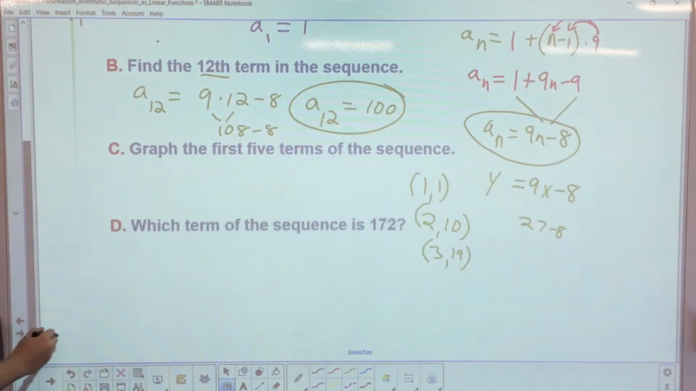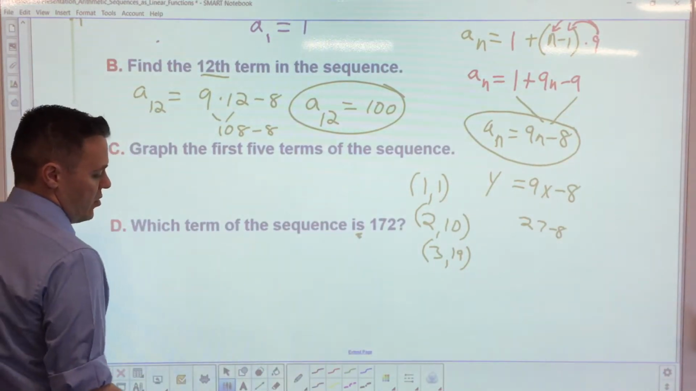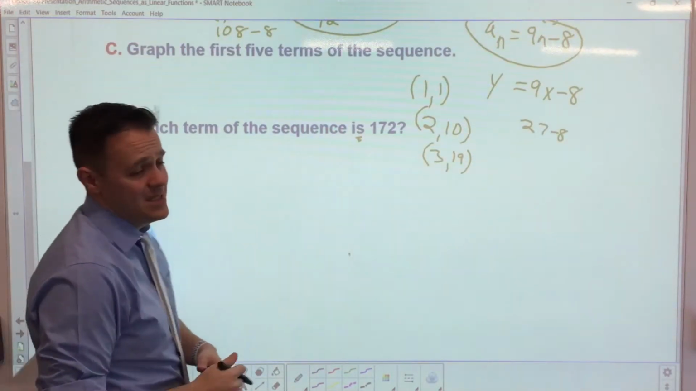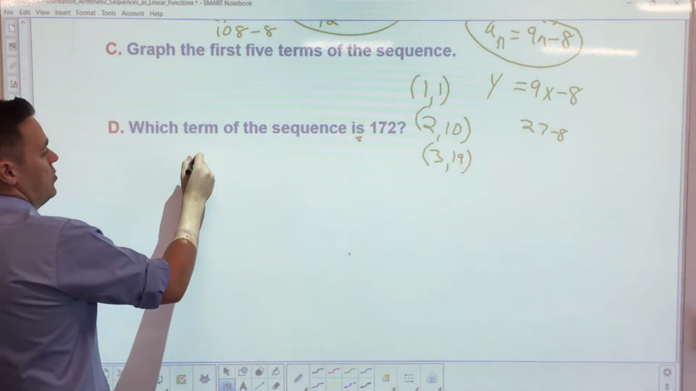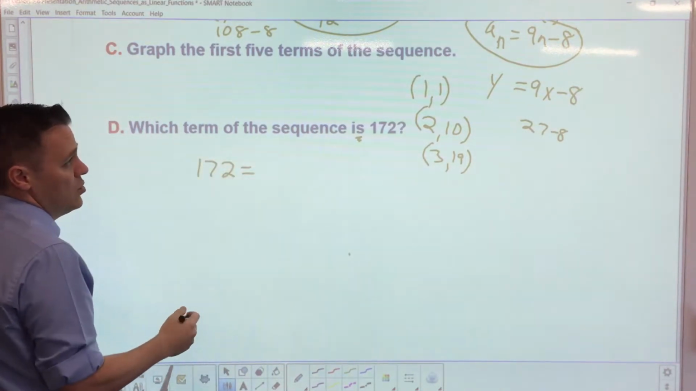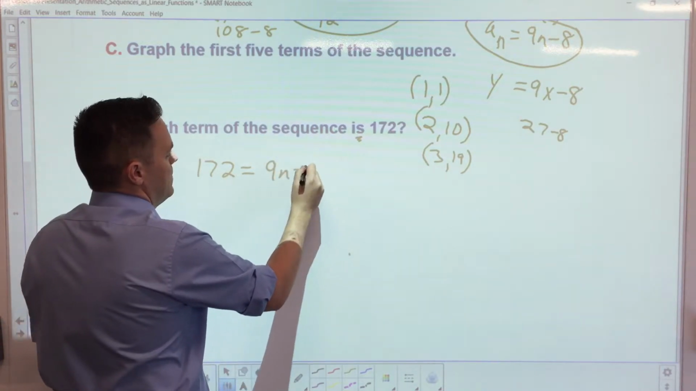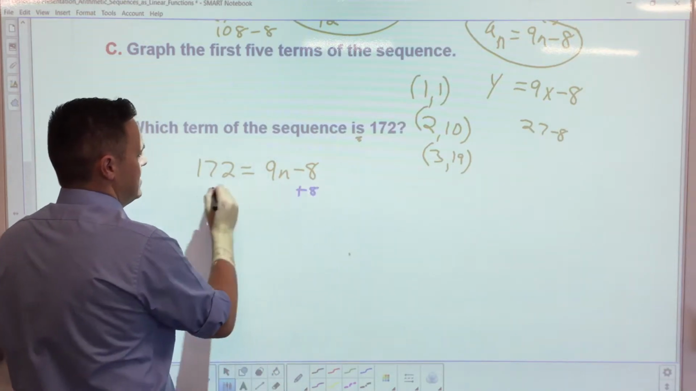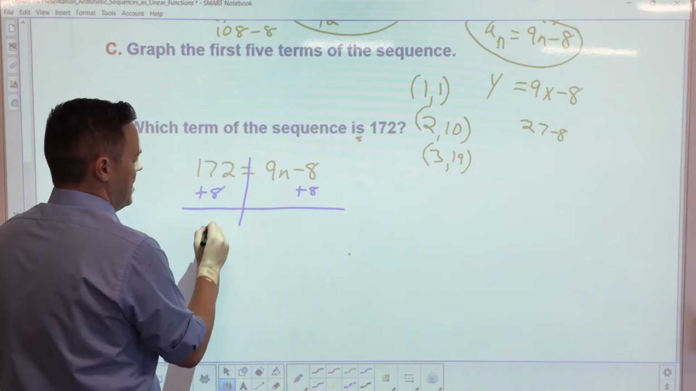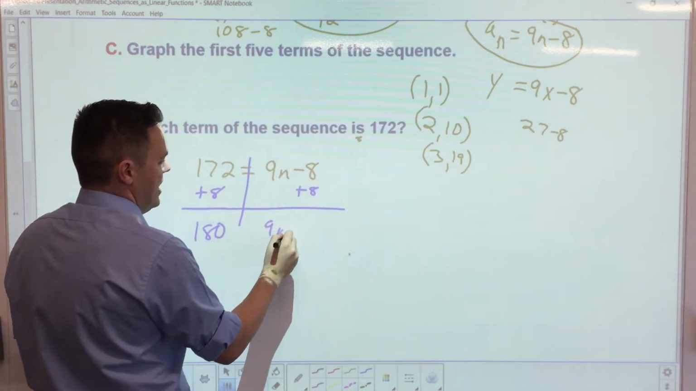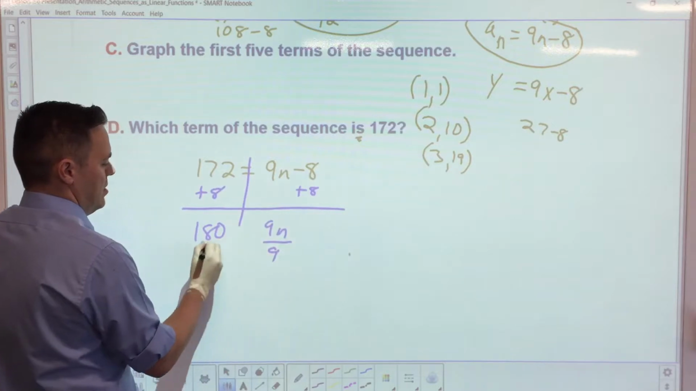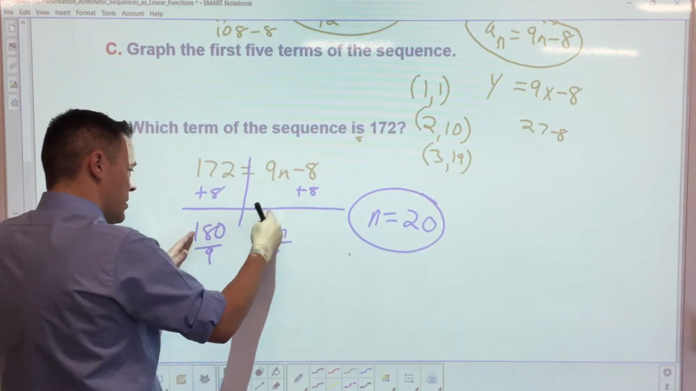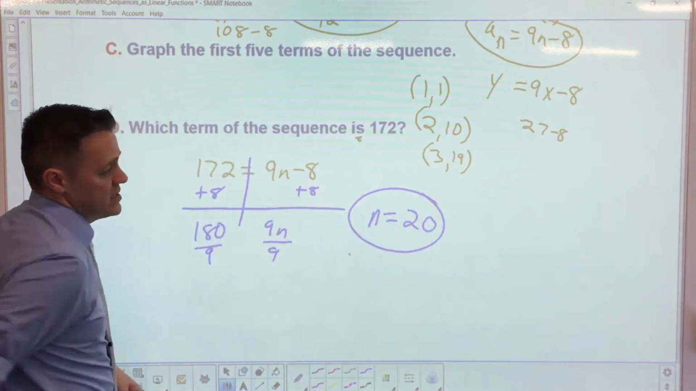Okay, now the last piece. What does "is" always mean in an equation? If you remember, "is" in an equation always means equal. So if it's equal, we know 172 is equal, but what is it equal to? Well, it's equal to the original equation. And then on this one, ladies and gentlemen, you would just, of course, solve for n. So plus 8, do your setup, 180 equals 9n, divide by 9, n equals 20. So on the 20th number in the sequence, the 20th term equals 172.